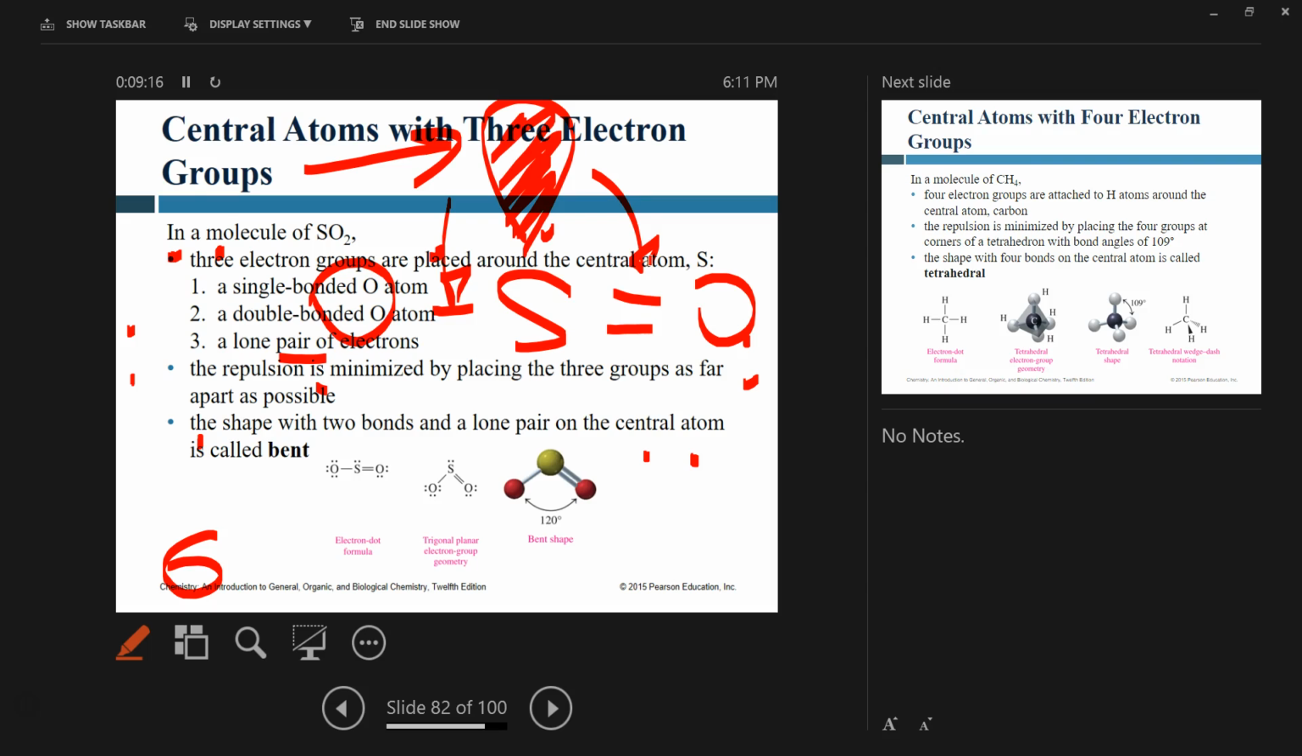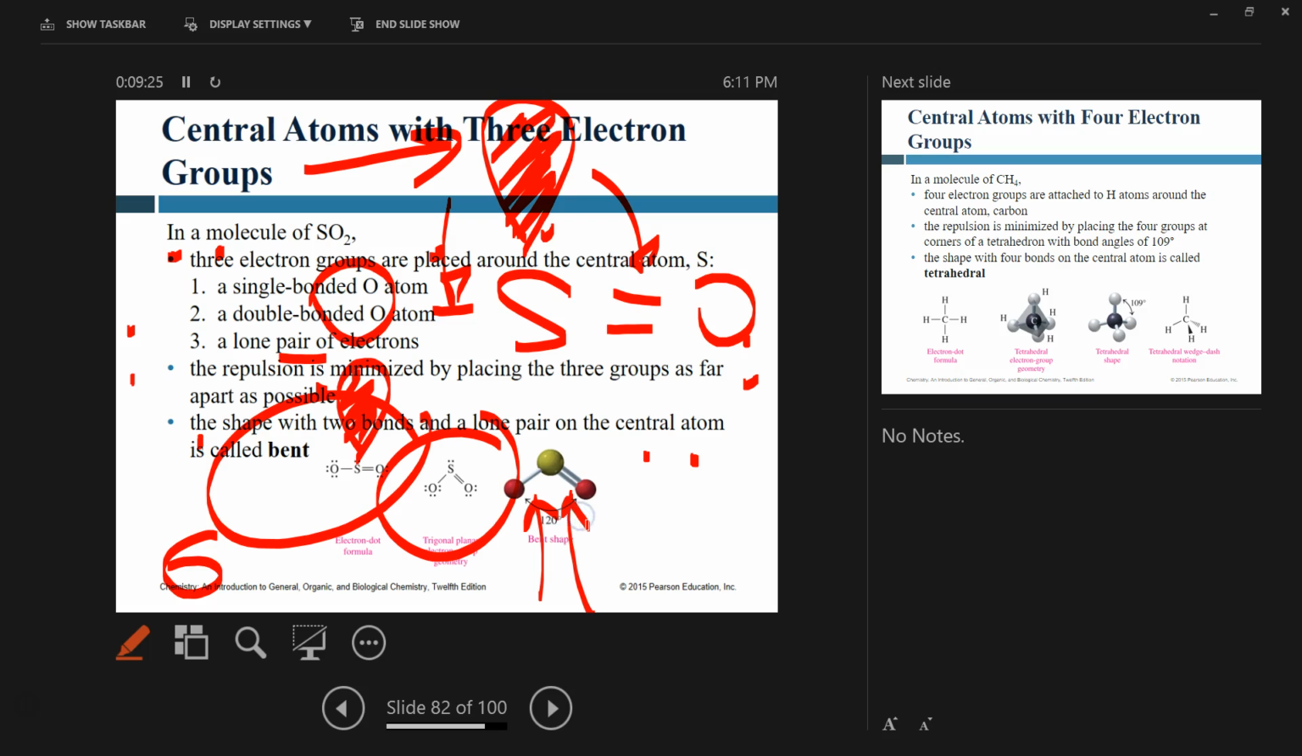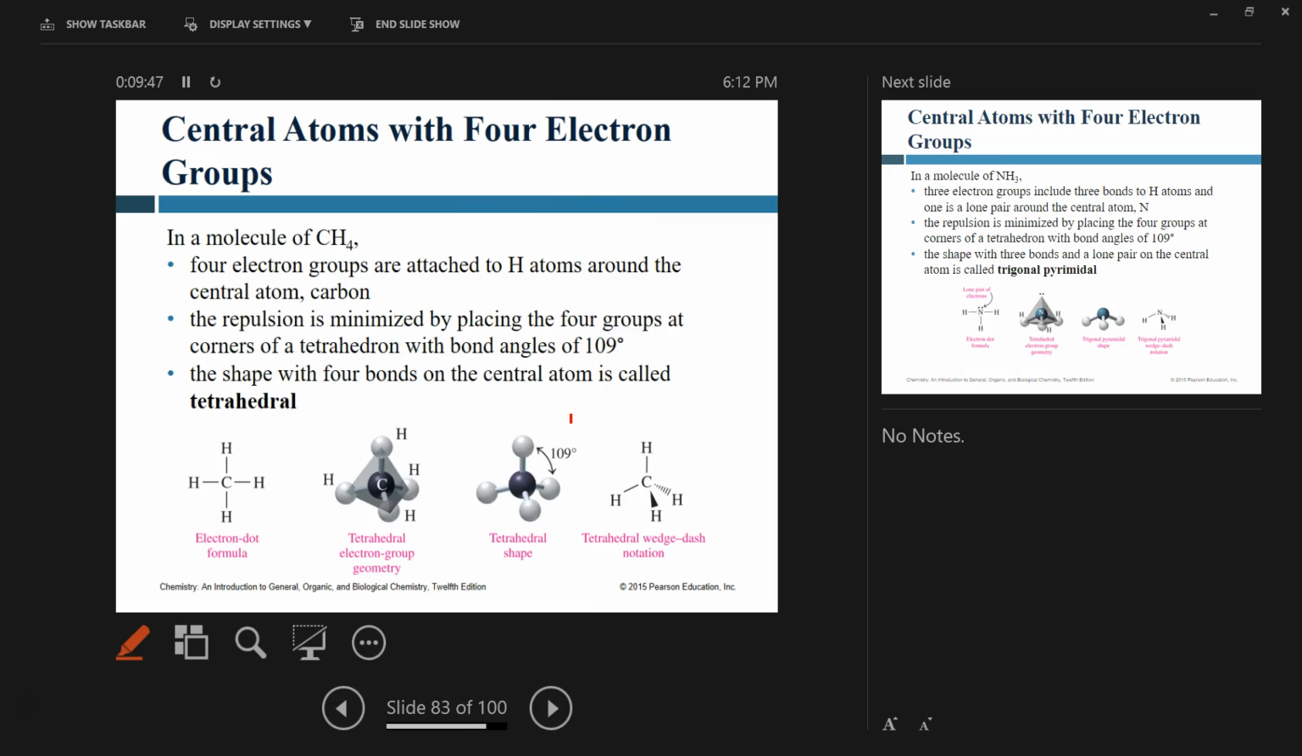So the ideal shape will be not linear because of that lone pair, but it will be bent, because you have one bonding pair, another couple of bonding pairs, and the lone pair sticking out here. Does that make sense? We never draw the lone pairs, but they determine the shape of the molecule. Does it make sense? Now, this we already saw.